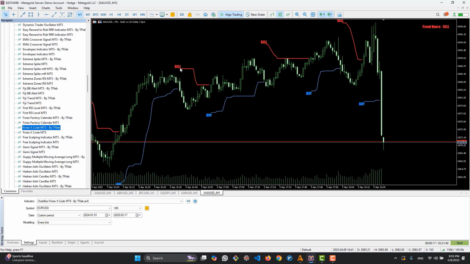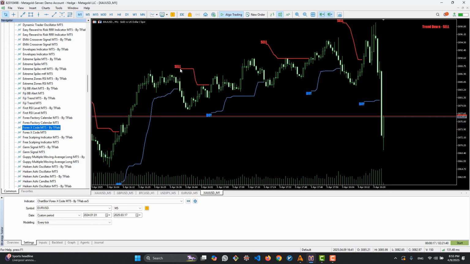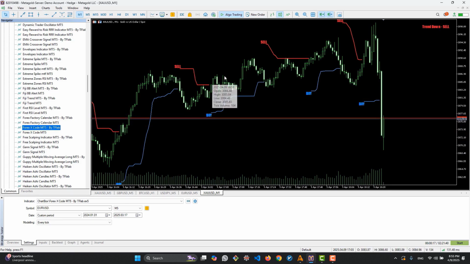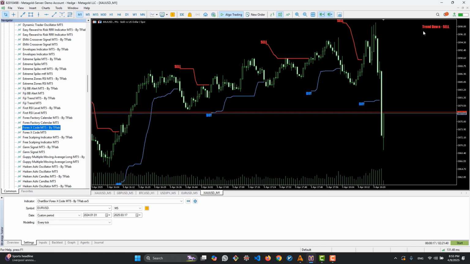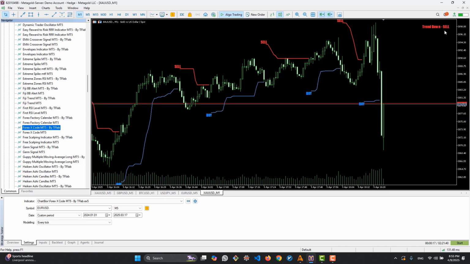At the start of a downward trend, it displays sell here, allowing us to proceed with selling. Additionally, in the upper right corner of the chart, it shows us both the trend direction, whether it's upward or downward, and the last signal that was issued is displayed here for us.